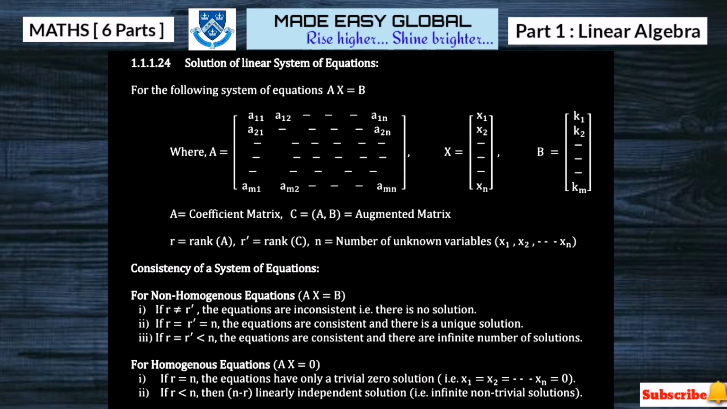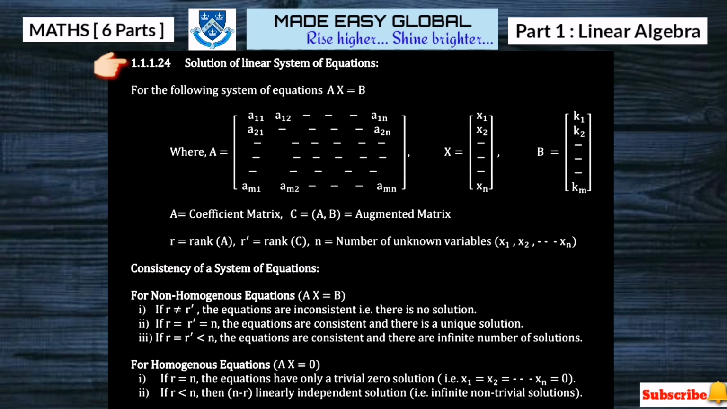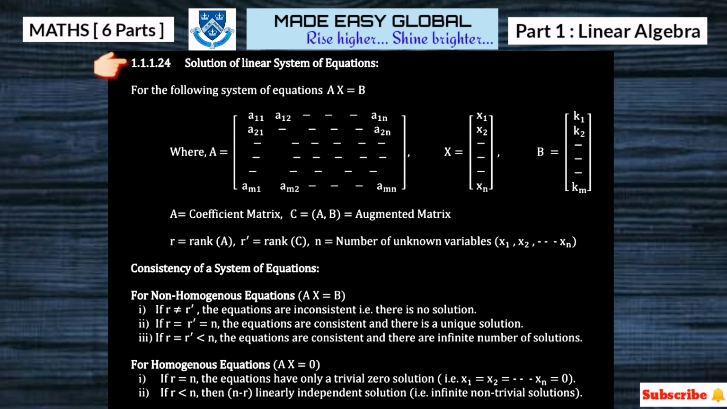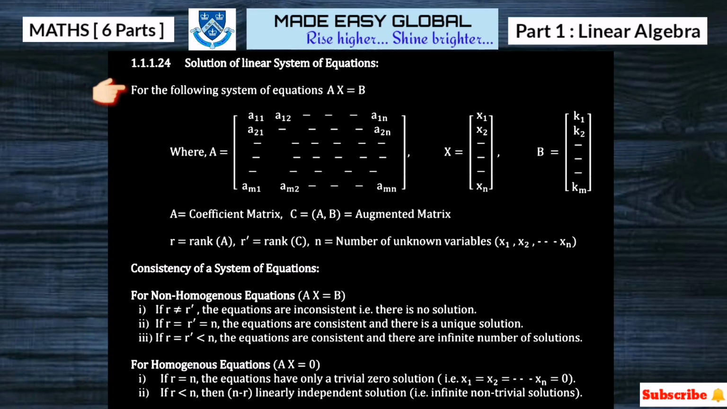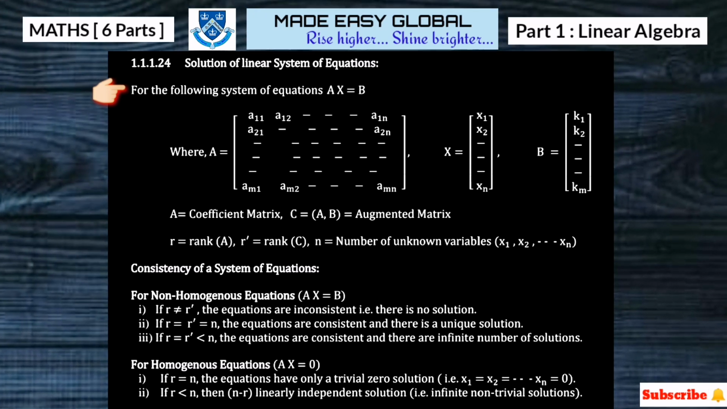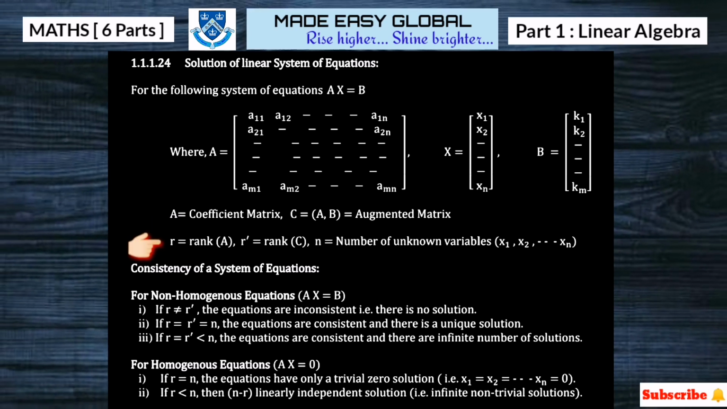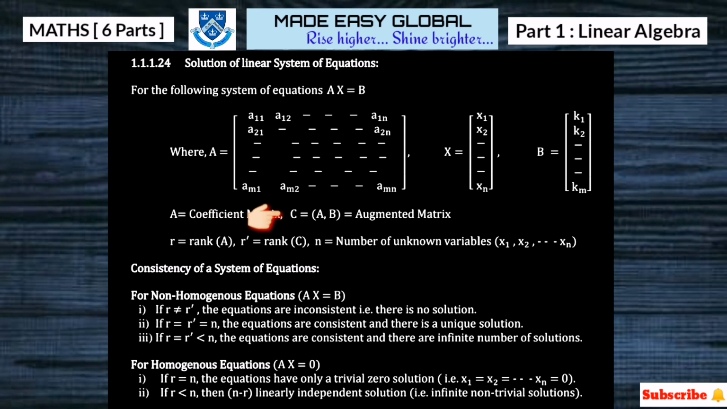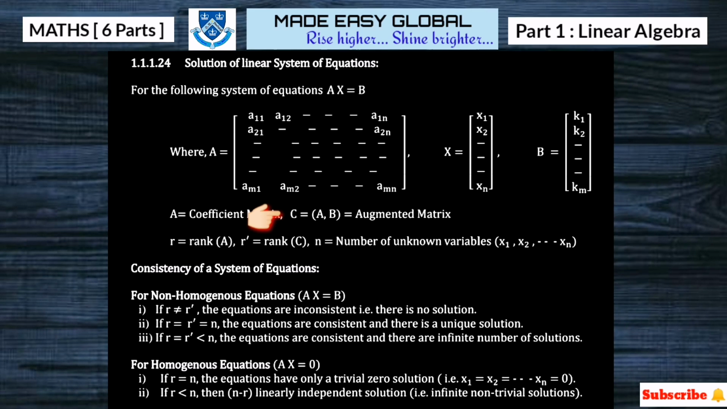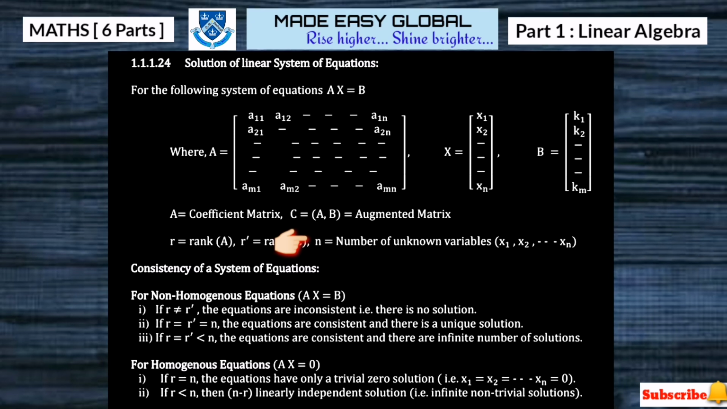Now the second last topic of this lecture is solution of linear system of equations. As you all know, from this topic, every year there may be one or two questions that will definitely be asked in the examination. So first one is the representation AX = B. Here A is the coefficient matrix, R is the rank of A, and R dash is the rank of C. Then C = [A B]. Here C is the augmented matrix and N is the number of unknown variables.